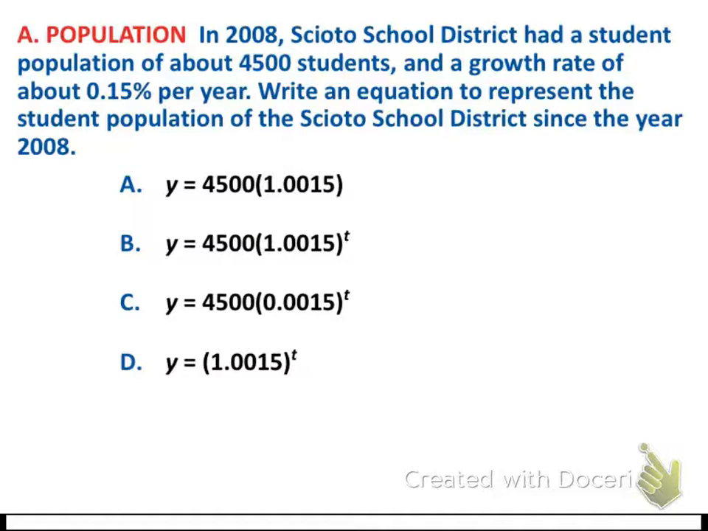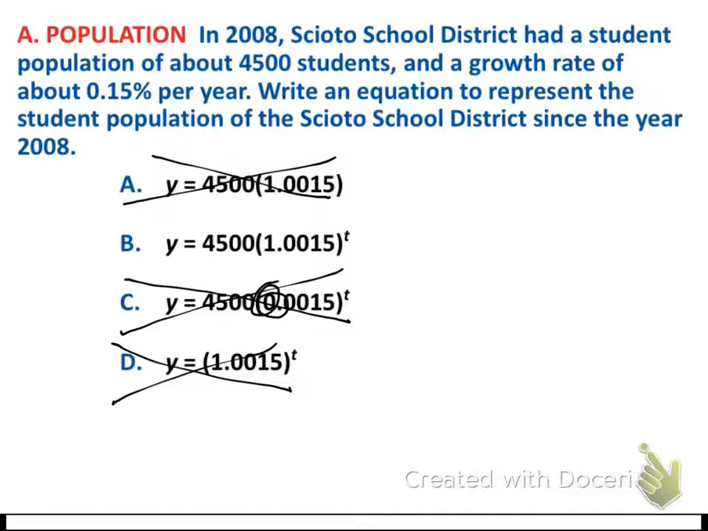In 2008, Kyoto School District had a student population of about 4,500 students and a growth rate of about 0.15% per year. Write an equation to represent the student population of the Kyoto School District since the year 2008. Alright, so they give us a lot of examples here. I know it's not this one because I need the initial amount. I know it's not this one because it's missing the 1. I know it's not this one because it doesn't have an exponent of t, so it's going to be that example there.